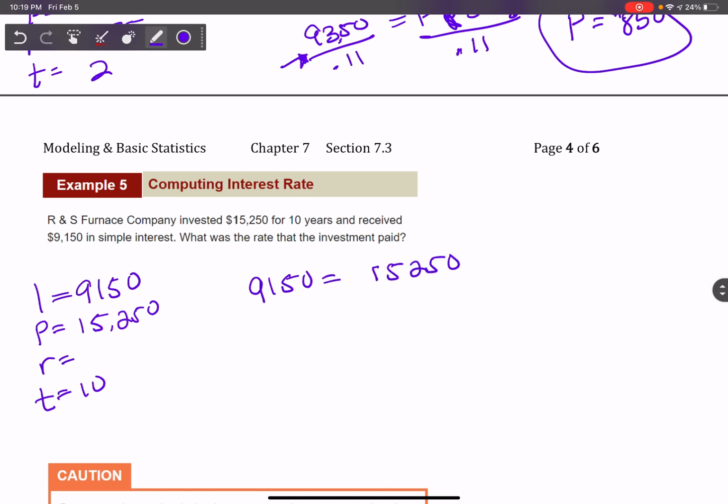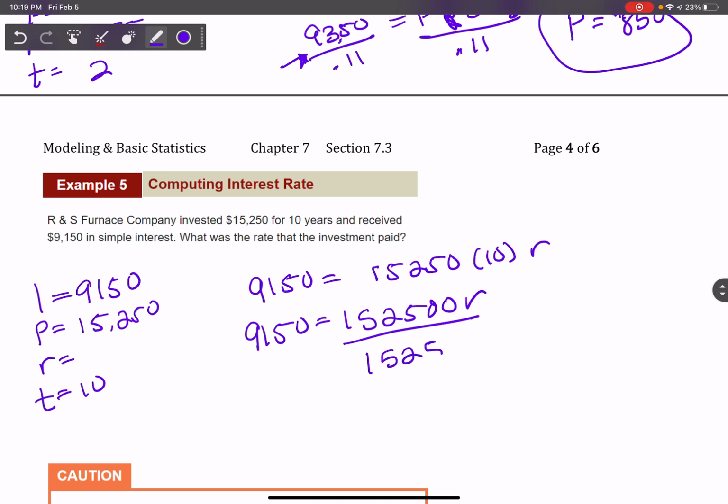Once again, you set it up like you have it. I'm just going to put the numbers next to each other and put the R at the end. It's the same concept because multiplication is commutative, so it doesn't really matter. I'm going to simplify it. 9150 equals 152500 when I multiply that by 10, and I still have my R there. Divide both sides by that 152500 to get R by itself.